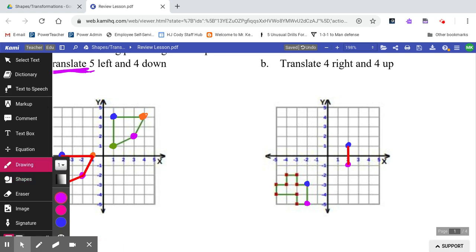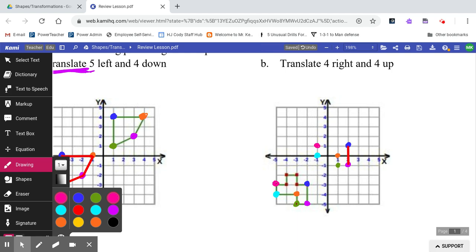If you do the rest of these, I'm going to try to go decently quick here. So I would take this green right here. It would go 4 right and 4 up to that spot. I'm going to take this guy right here, orange. 4 right, 4 up. It's going to be right here. I'm going to take this one, light blue. 4 to the right and 4 up should be right here. I'm going to take this one over here. 4 right, 4 up should go right there.